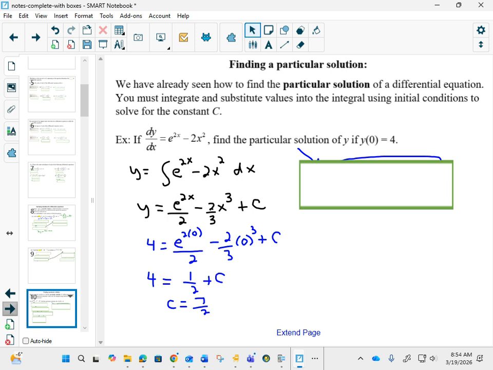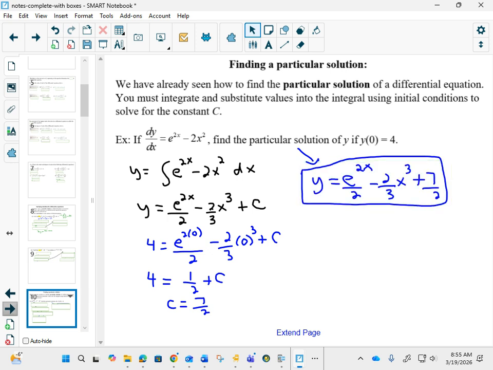Now we know when x is 0, y is 4, so I can plug in 0 and plug in 4 for y. Do a little bit of algebra and arithmetic and come up with c is 7 over 2. So then our particular solution is the integral with the 7 over 2.